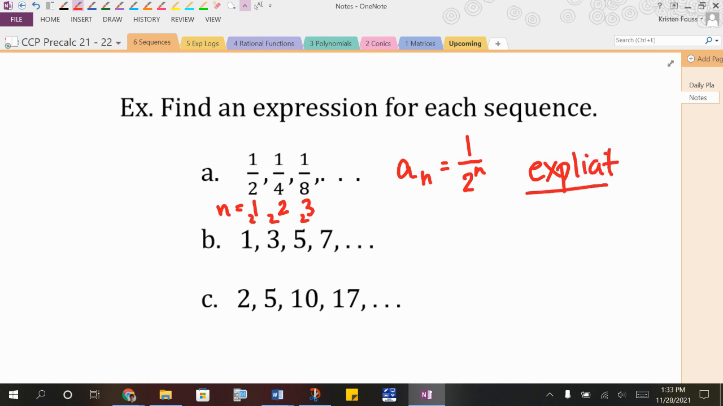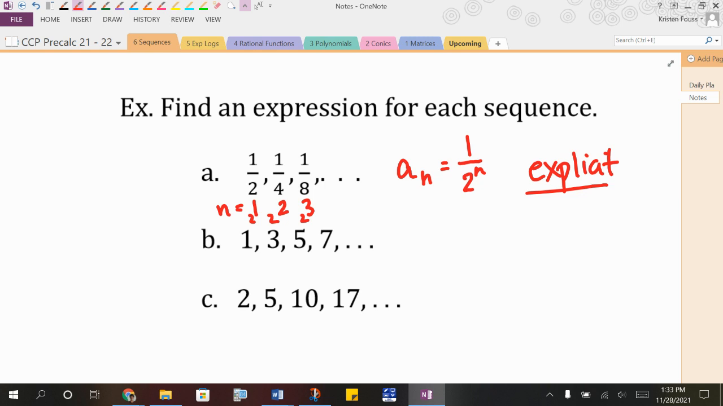And by explicit, that just means I can find any term I want by plugging in the value of n. I can jump to the 100th term and plug in 100. I can find the 32nd term by plugging in 32. So that's what an explicit sequence, or an explicit formula, does. It takes us straight to the value we want to find, because we're going to see something different here in a minute.